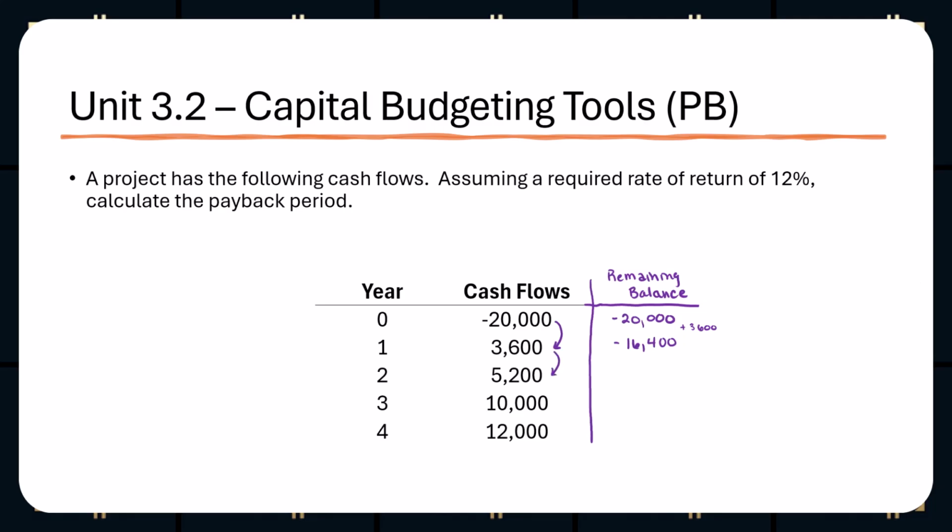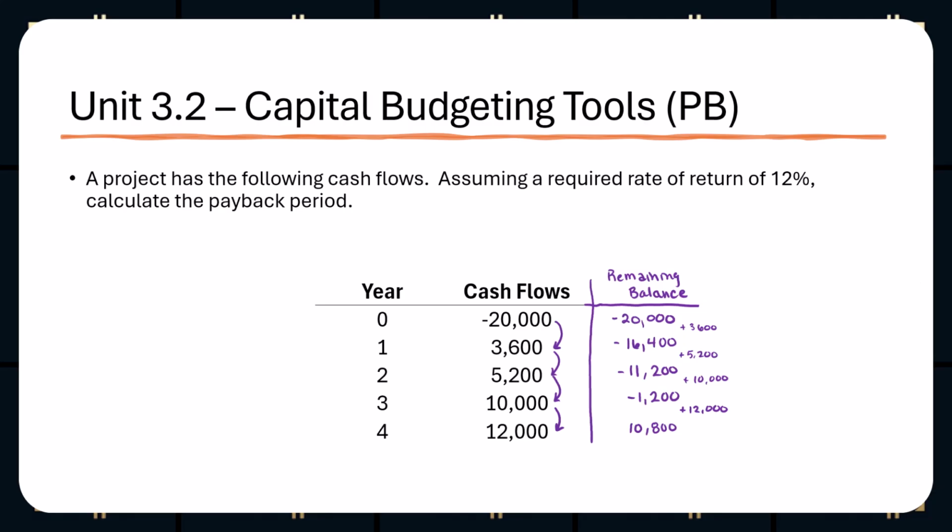We move to the second year. We go ahead and add $5,200. And once again, we still need to recover $11,200. Moving forward one more year, and we find that we still need to recover $1,200. That's because we added the $10,000 there to our balance. And now when we add the last cash flow in this project, the $12,000, what we find is that we have a positive remaining balance.